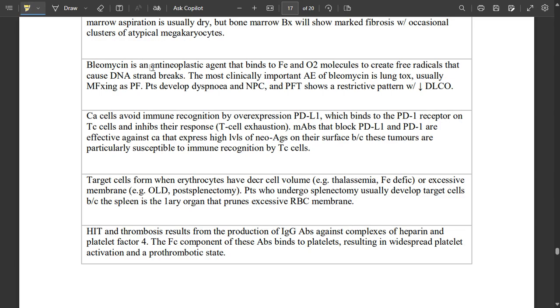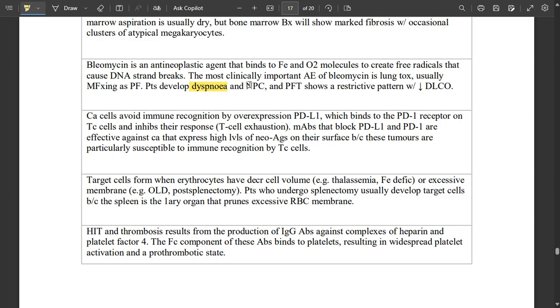All right, bleomycin is an anti-neoplastic agent that binds to iron and oxygen molecules to create free radicals that cause DNA strand breaks. The most clinically important adverse effect of bleomycin is lung toxicity with pulmonary fibrosis, which causes dyspnea because of fibrosis in the lungs.